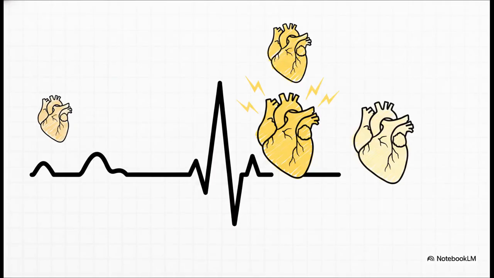You also have to be able to map that physical pumping cycle onto an EKG. You need to know exactly which electrical event corresponds to which wave. The small P wave, that's atrial depolarization. The massive QRS complex, that is ventricular depolarization, which makes perfect sense given how much thick muscle the ventricles have. Finally, the T wave is ventricular repolarization, which just resets the whole system for the next beat.